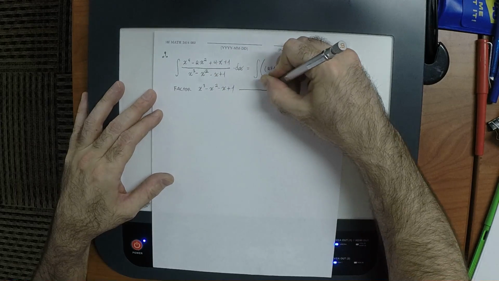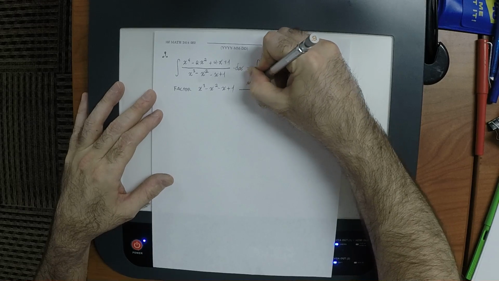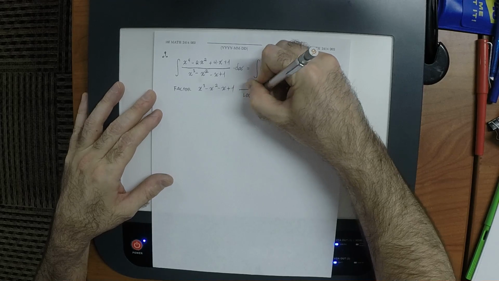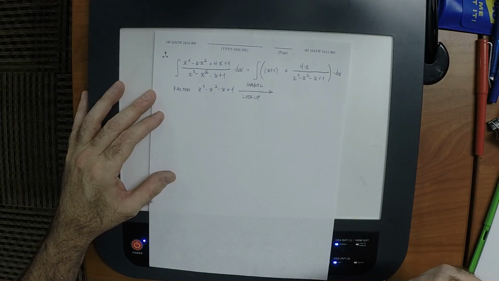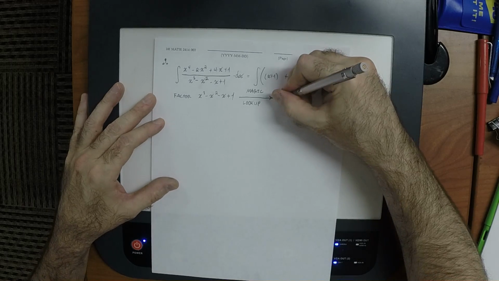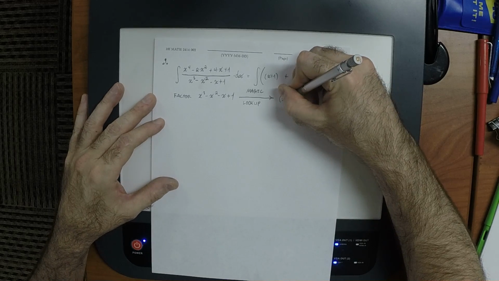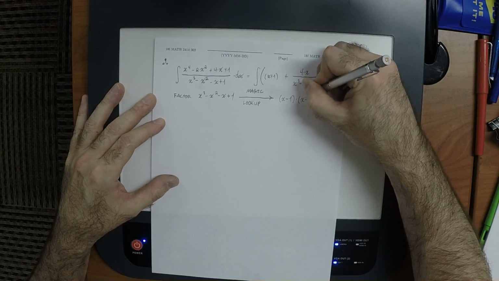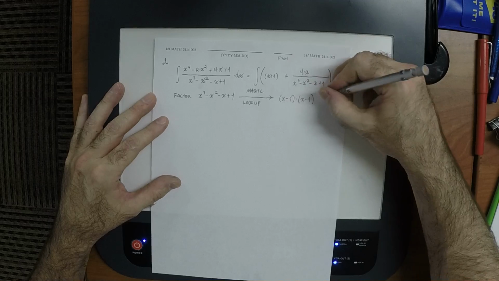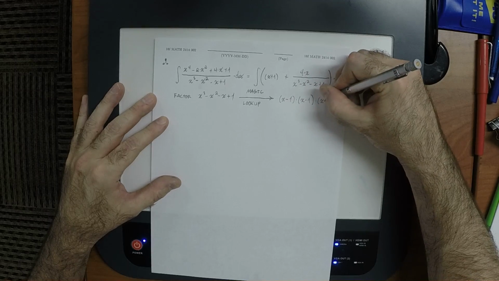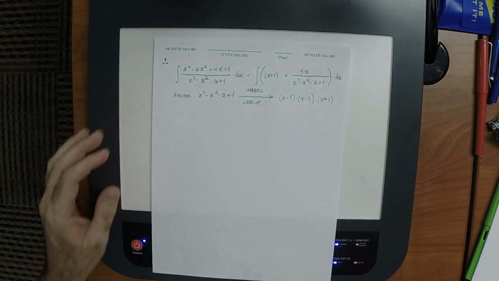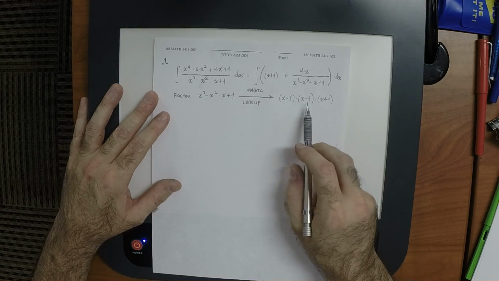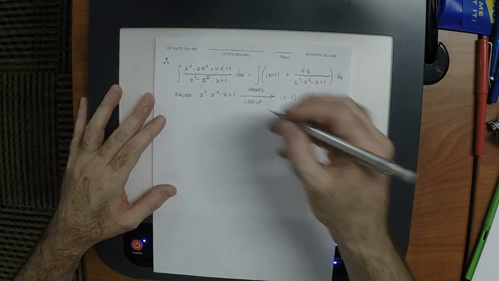So, magic. Not really. You need to look this up. When you factor it, it becomes the following. It becomes x minus 1 multiplied by x minus 1 multiplied by x plus 1. Okay, so of course that could be written as x minus 1 squared times x plus 1.